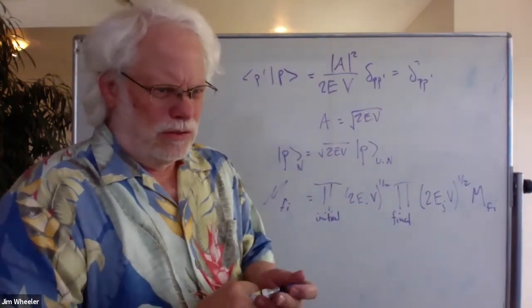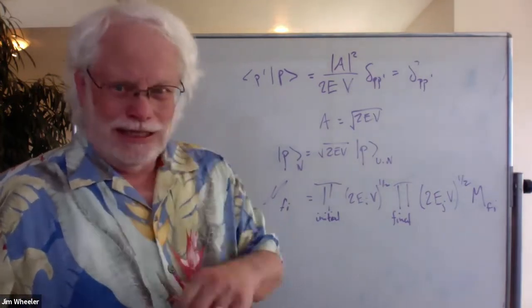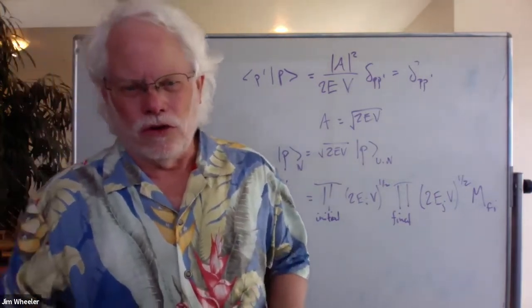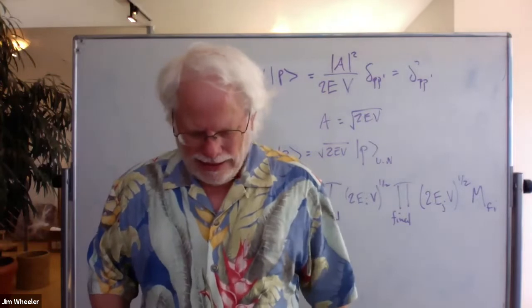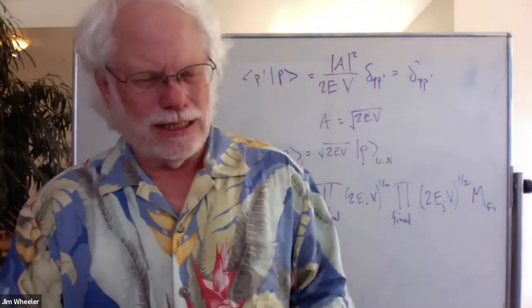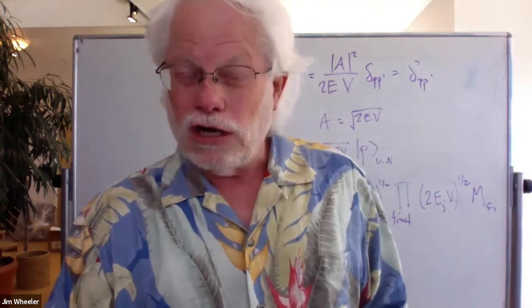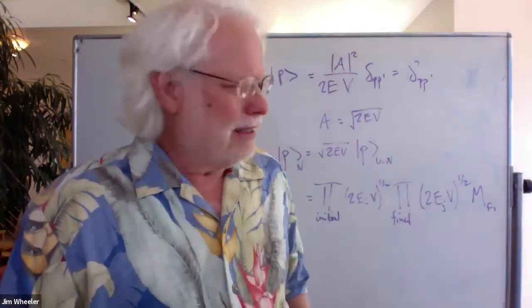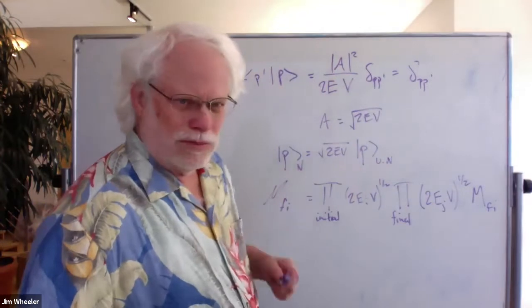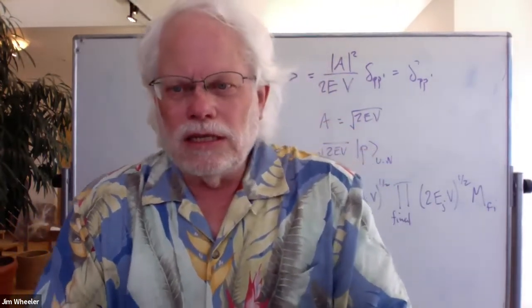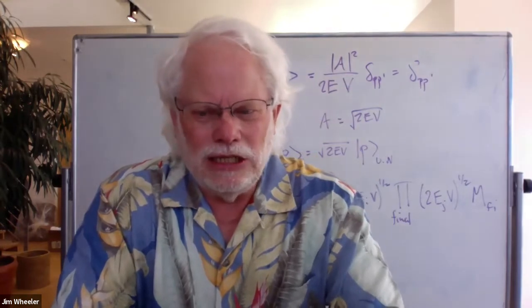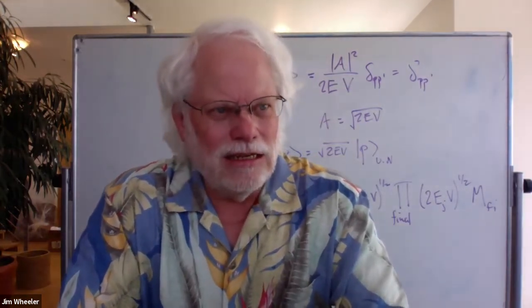So we'll be inserting these factors, and you see these bring in some factors of the volume as well. And this is how it happens that when we compute decay rates or differential cross sections, the volumes end up canceling out. So let's first look at the easier case, a decay rate.